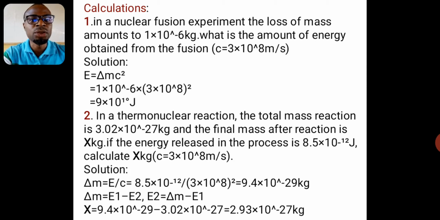Okay, let's introduce our equation again for the solution to that question, which is E is equal to delta m c squared. If we make delta m the subject of the formula, we have that delta m is now equal to E all over c squared. If we do the appropriate substitution in there, we have 8.5 times 10 raised to power minus 12 all over 3 times 10 raised to power 8, all squared.